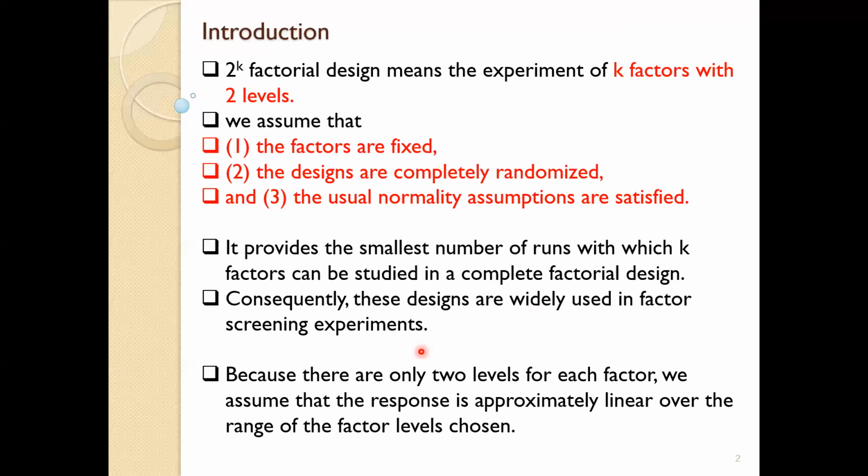factor screening experiment. You can use this technique to screen which factor you have to start with, and which is not necessary because this factor has no effect. For example, you can use the 2k to screen your experiment. If we have a lot of factors, you can use this technique to screen which factor should be started, which factor should be cancelled. Because there are only two levels for each factor, we can assume the response is approximately linear. That's right, for that case.